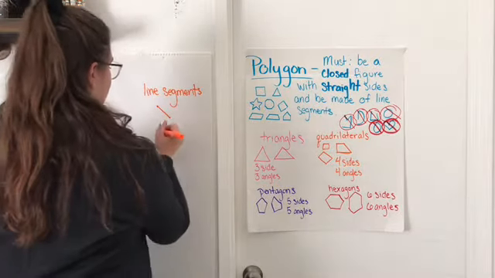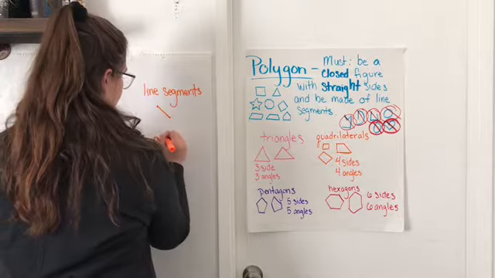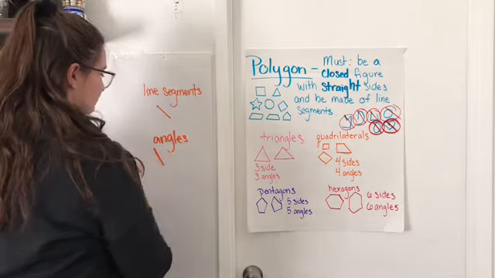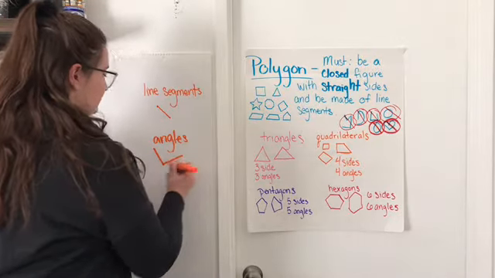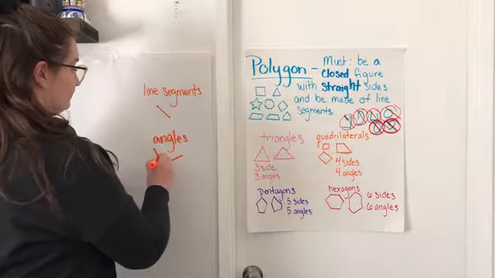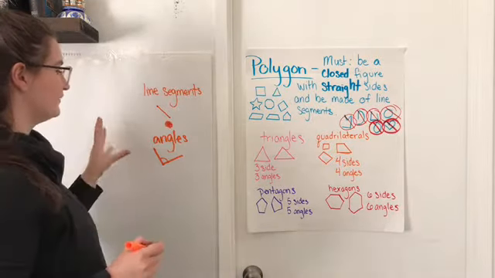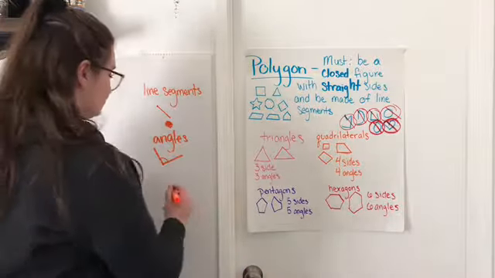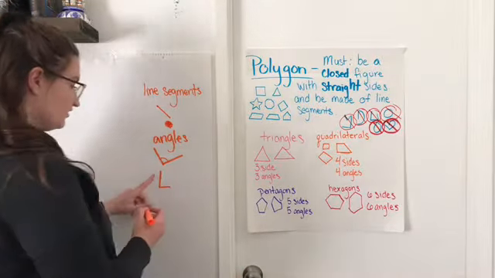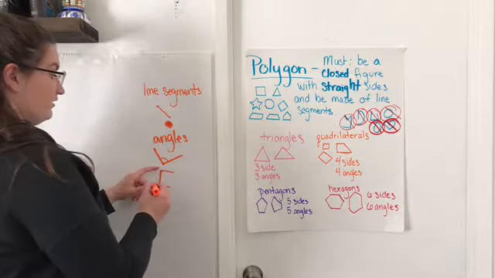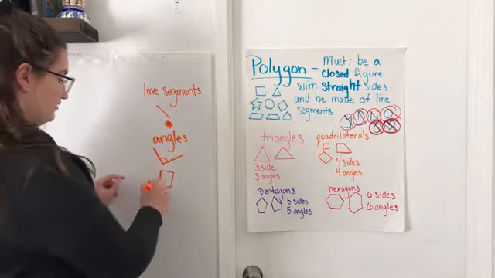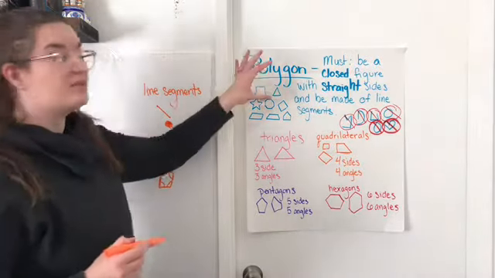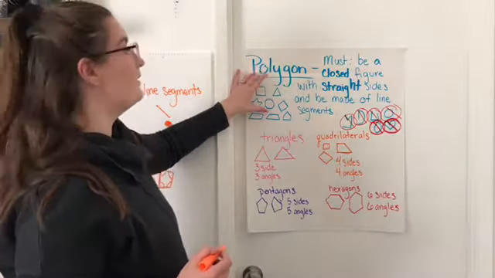When we put line segments together, they form angles. If I have a line segment here, and it connects to a line segment here, this forms an angle. Then we can add angles together. I have an angle here, then I add on another angle here, and then another angle here. Look at all those angles I have. Those angles together form a shape, or a polygon.